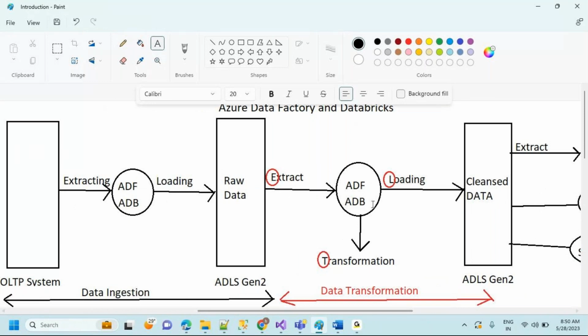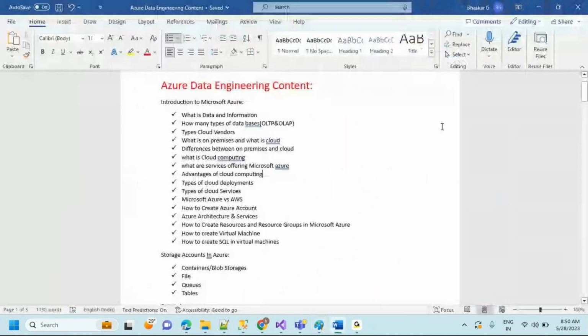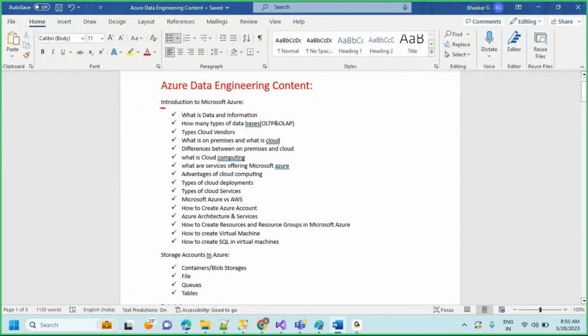What we are going to cover as part of this particular session, I'm just going to take you through the content. First, an introduction to Microsoft Azure: what the different types of cloud systems available are, what services Microsoft provides, how we can create an Azure account, and what different types of services we are going to get from Microsoft. We will have a brief idea about that.